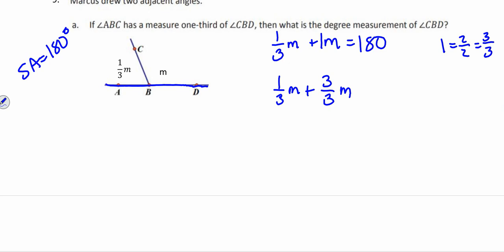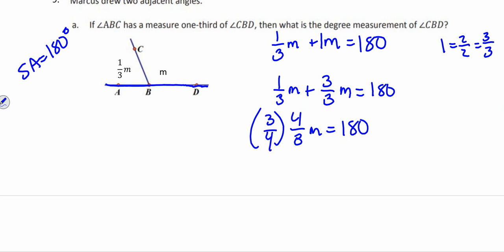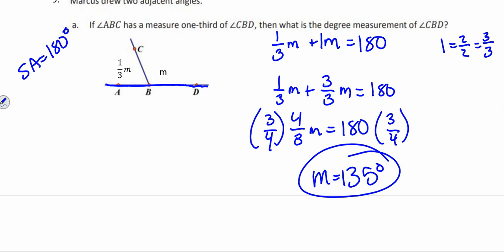3/3 reduces to 1. Now 1/3 M plus 3/3 M is going to be 4/3 M equals 180 degrees. Multiply both sides by the reciprocal of 4/3, and you find out M equals 135 degrees. That's the measure of angle CBD.